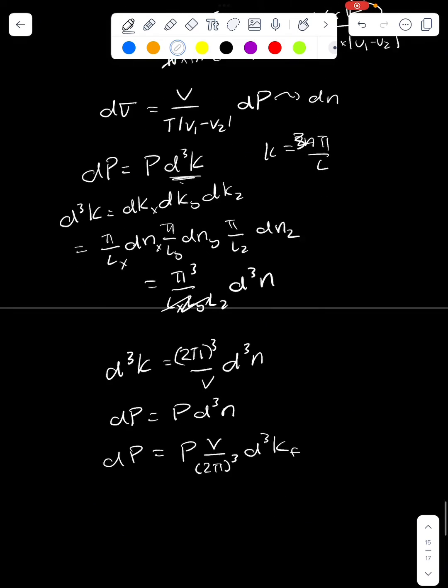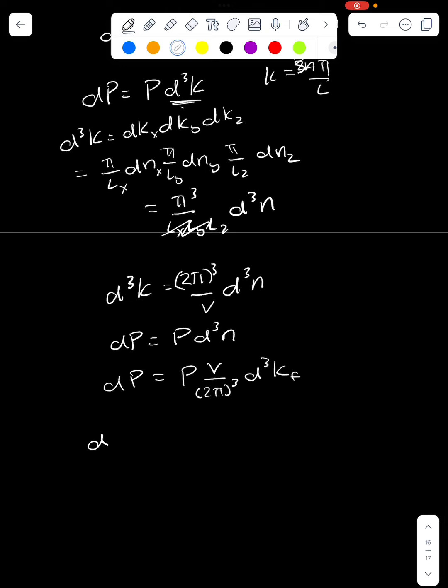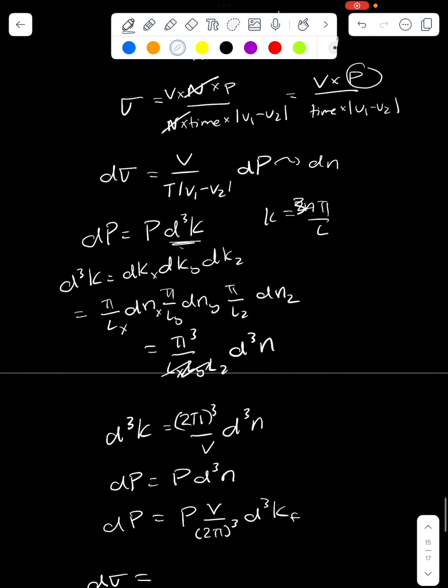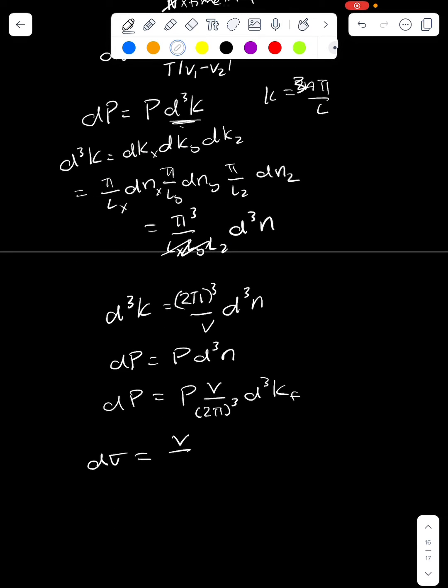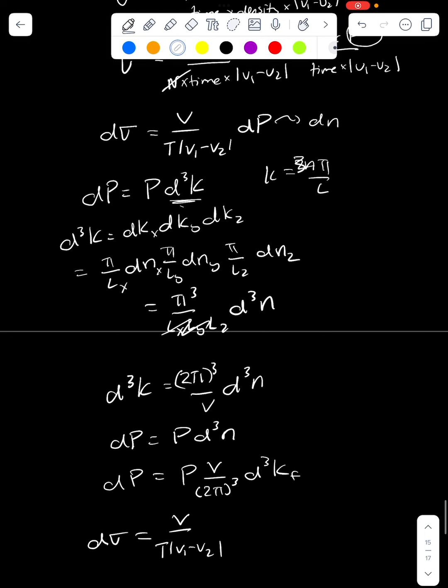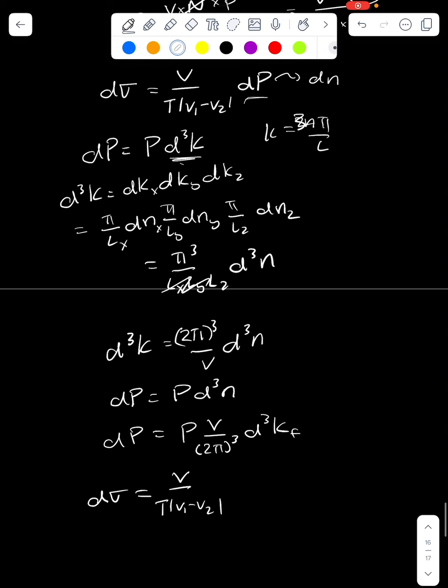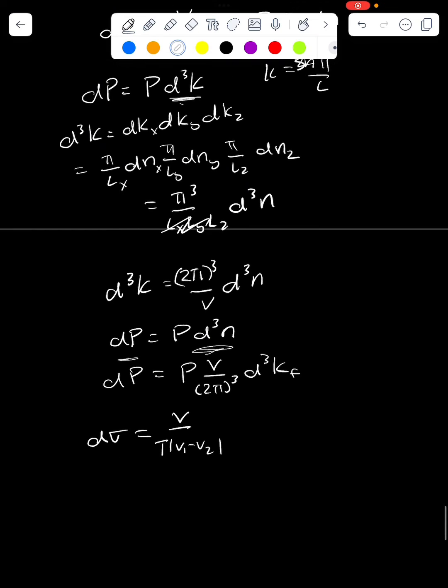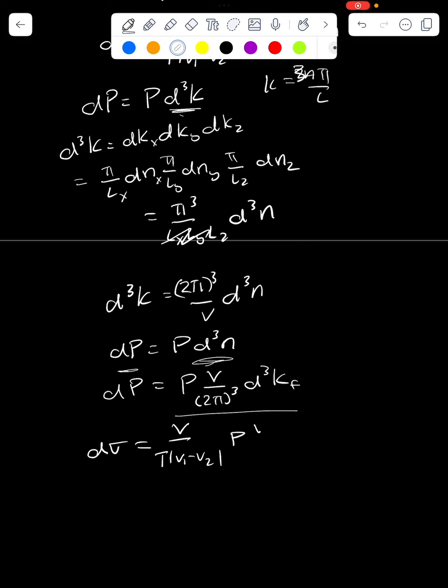Now we have our differential cross section, therefore, is equal to V over T times v1 minus v2, then times dp, which we rewrote as this over here, which can be written as this over here. So p V over 2 pi cubed, and then times this over here.